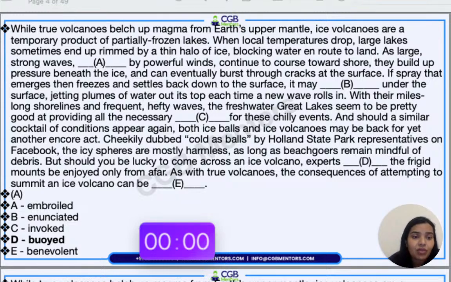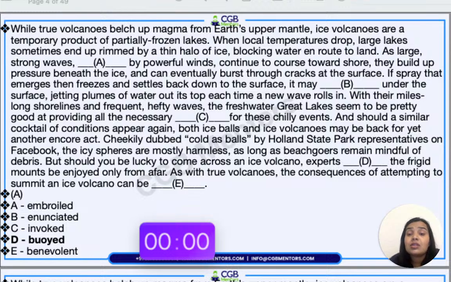तो यहाँ पे of course लिफ्ट करने का सेंस आ रहा है. These waves, they are lifted, they are reaching a height by powerful winds. तो इसके लिए हम buoyant एक्शन का नाम लेंगे. We wanted a verb here, तो वैसे भी benevolent नहीं आता. Other words, embroil का मतलब होता है entangle करना. You involve someone in a complex manner.